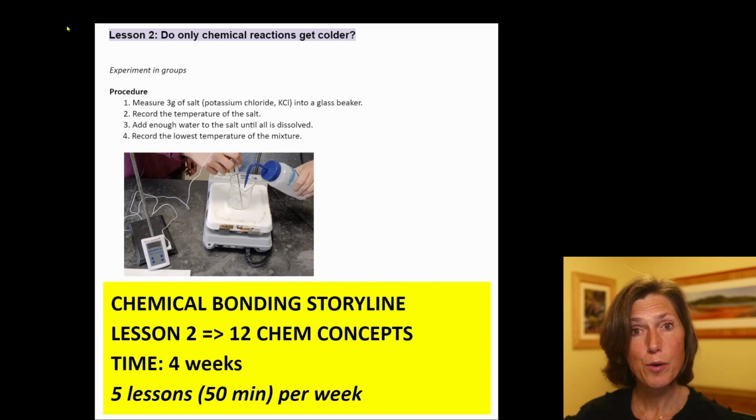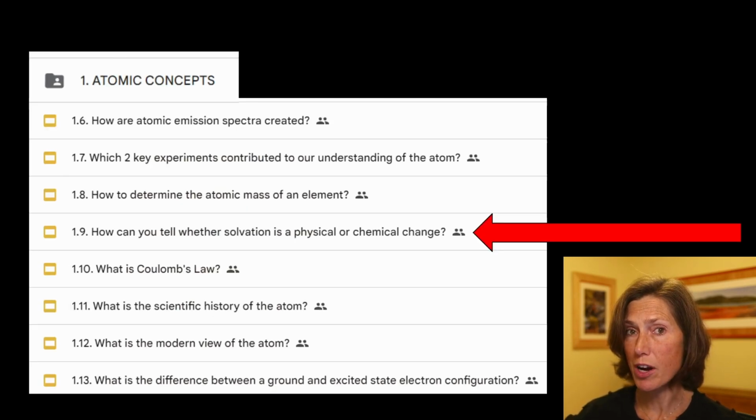I covered the following 5 concepts in those lessons, including this storyline, lesson 1. But in this video, I'm focusing on the second lesson, do only chemical reactions get colder? While I was focusing on this second lesson, I was also teaching a total of 12 chemistry concepts. Taken together, lesson 2 and these 12 concepts took me 4 weeks. Again, 5 lessons per week. What were these 12 concepts?